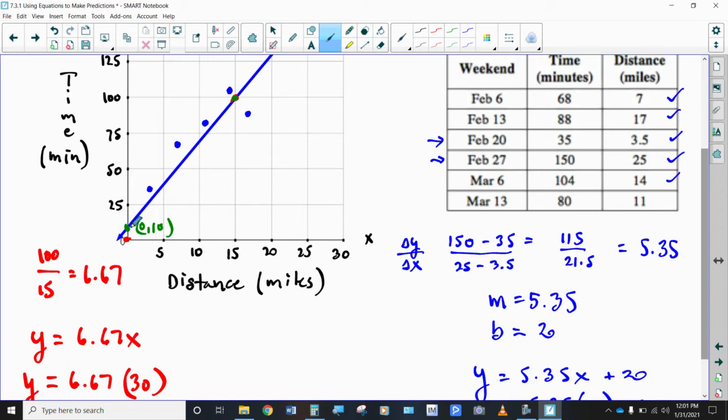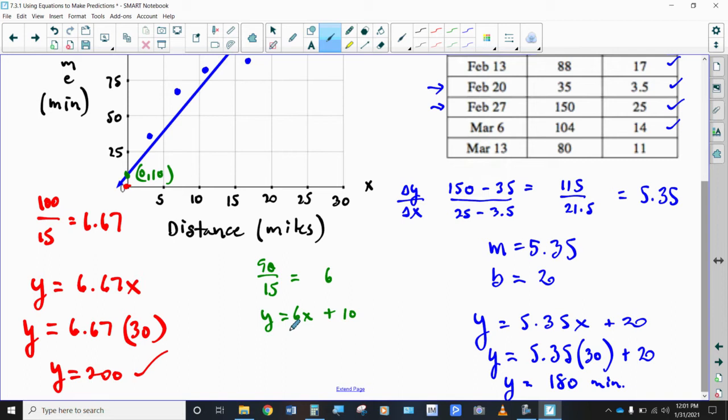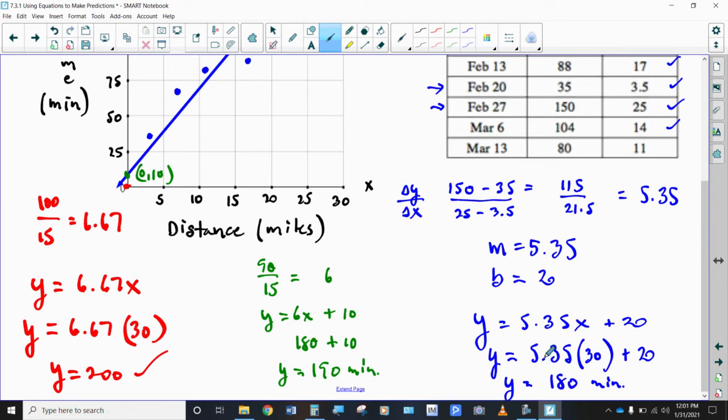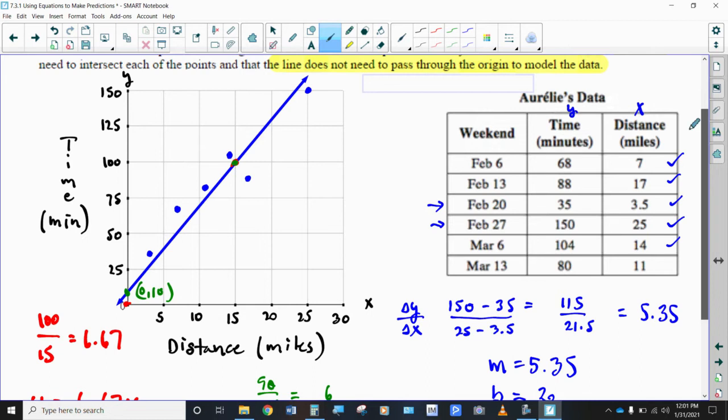So that means that the change in x is still 15, but the change in y is 90, and this becomes 6 for slope. So y is equal to 6x plus 10, since our y-intercept was 10. What do we get for this one? We get 6 times 30 is 180, plus 10 gives us y is equal to 190. So these are not all that far apart from each other. Remember, this is a prediction. So we could estimate that the amount of time it should take is anywhere between 180 minutes and 200 minutes, depending on where your line of best fit goes.